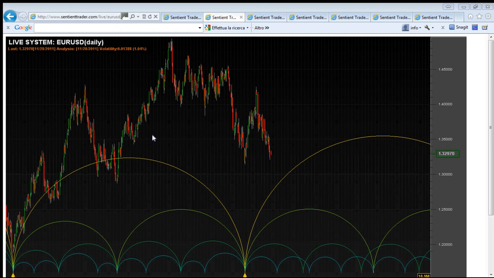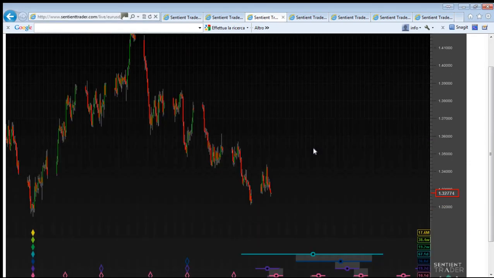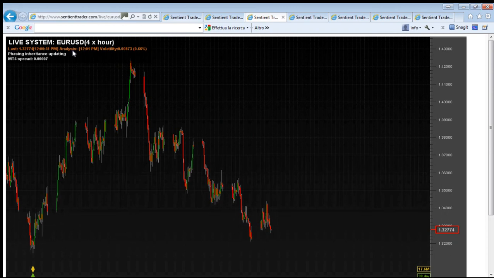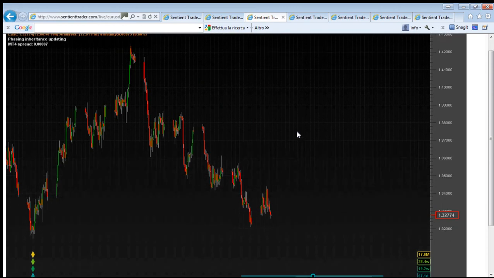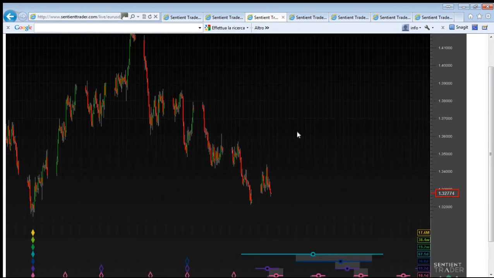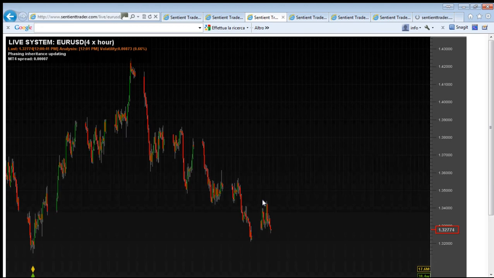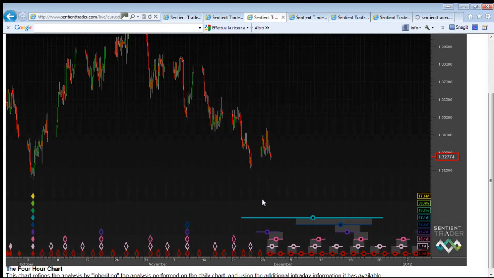Which I'm tracking various different alternates, various different possible analyses, and we can have a look at that in a moment. But of course, the next thing that the live analysis system does is it takes the analysis performed on the daily chart, and it performs an analysis on 4-hour bars. And as you can see, here is the analysis of the 4-hour bar chart.